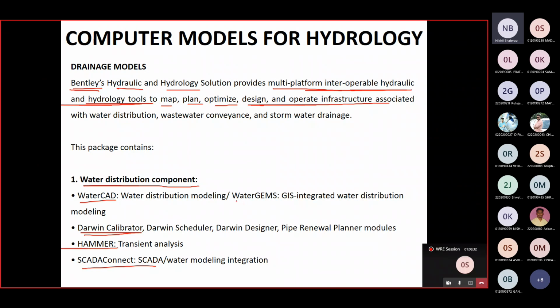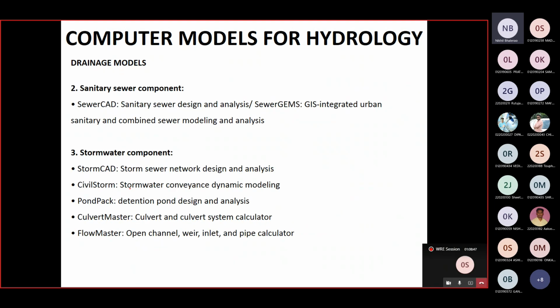WaterGEMS is also one of the models that some of the students have selected as their skill course. This is again a part of the drainage models, coming under the category of water distribution components. Then in this same package, we have the sanitary sewer components like SewerCAD or SewerGEMS. Then for the stormwater components, we have StormCAD, CivilStorm, PondPack, CulvertMaster, FlowMaster, etc.